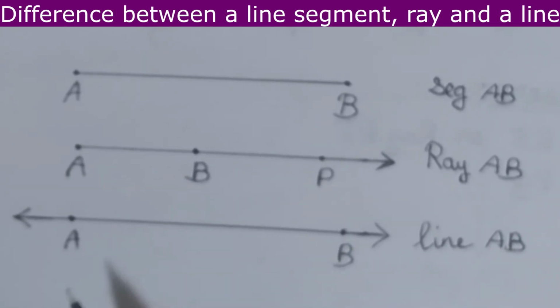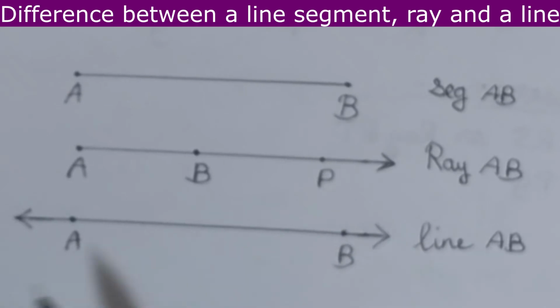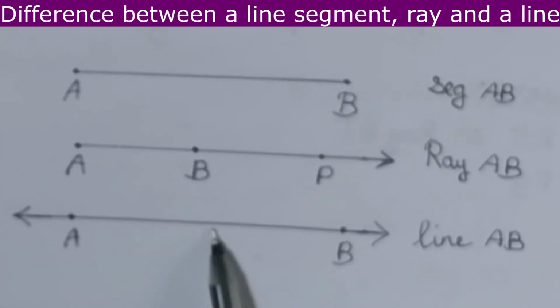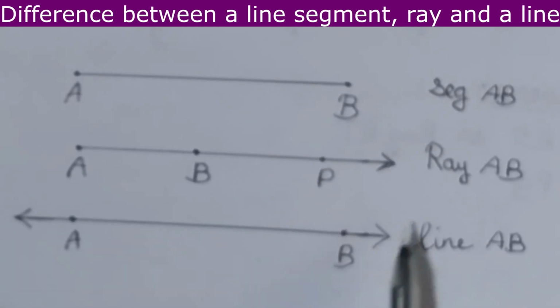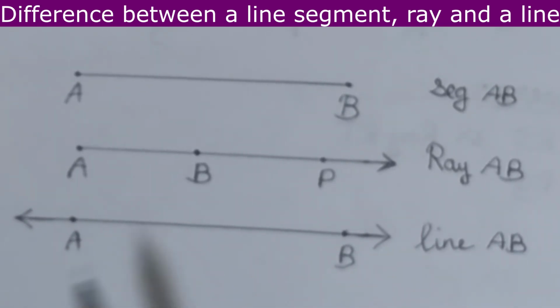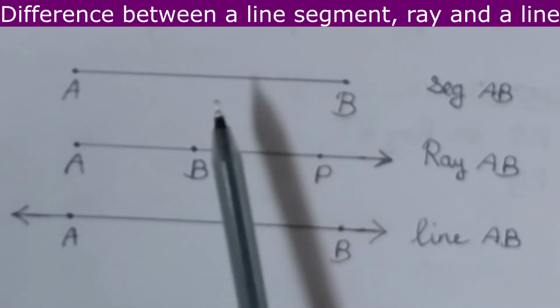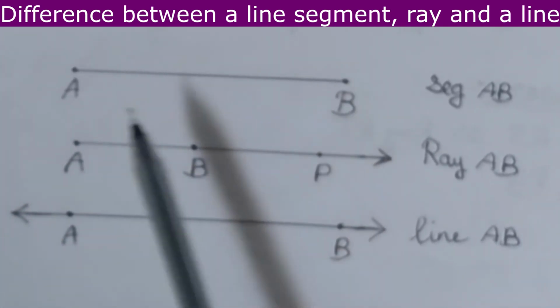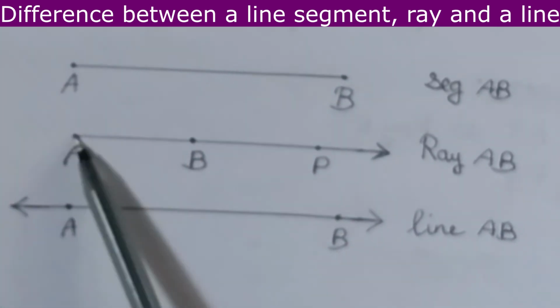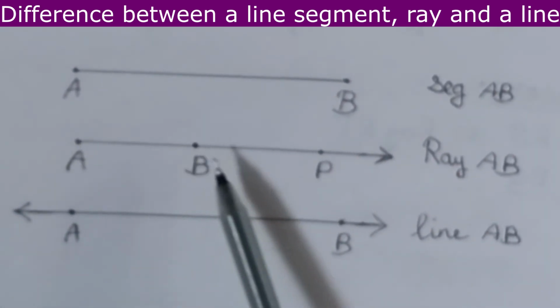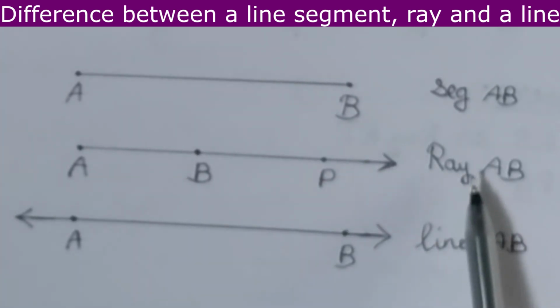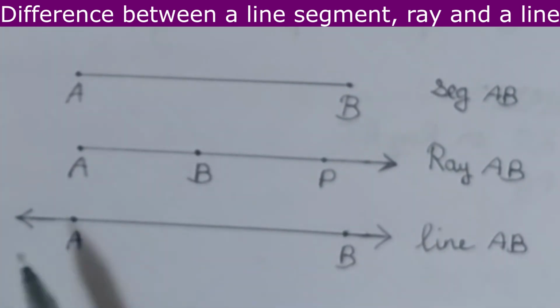Next, line AB. Line AB means it will have no endpoints. A line will have no endpoints. See, it is having arrows on both sides, meaning it will extend infinitely on both sides. Okay, it will never stop. A line will extend in both directions. Okay, so it has no endpoints. So a line segment, that is a segment, has two endpoints. A ray has one endpoint and it will go on extending infinitely on the other side, and a line has no endpoints.